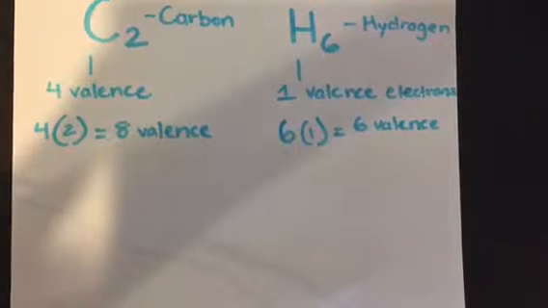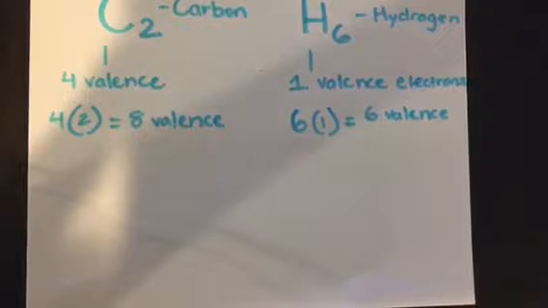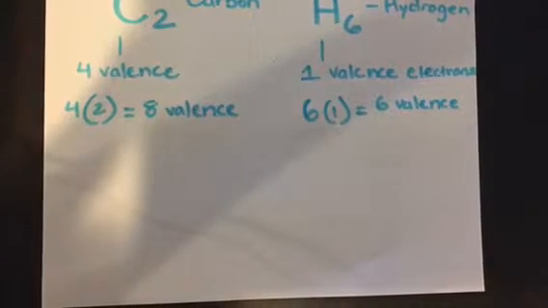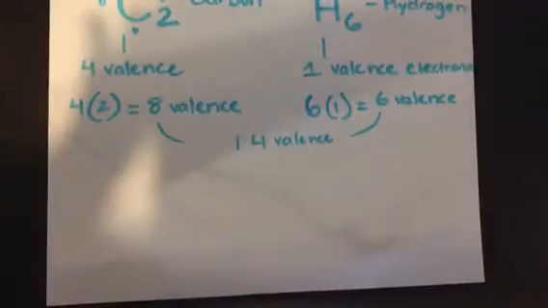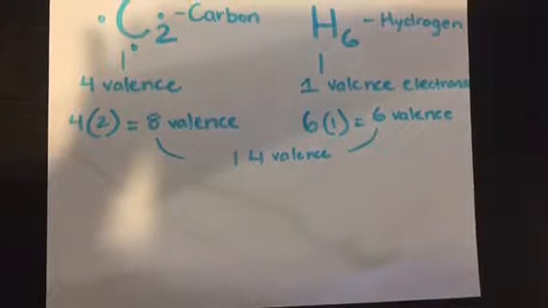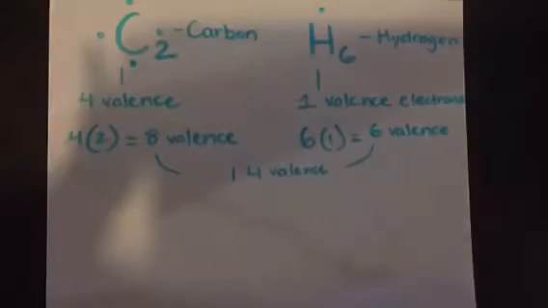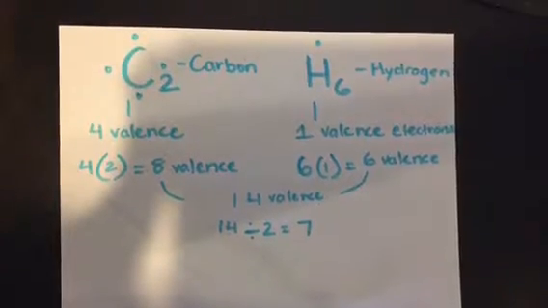Since carbon has 4 valence electrons, you multiply it by 2, giving you 8 valence electrons. For hydrogen, you do the same thing and get 6 valence electrons in total. After simplifying it for yourself, you add 6 and 8 to give you 14 valence electrons altogether. Divide 14 by 2, and that gives you 7 pairs altogether.